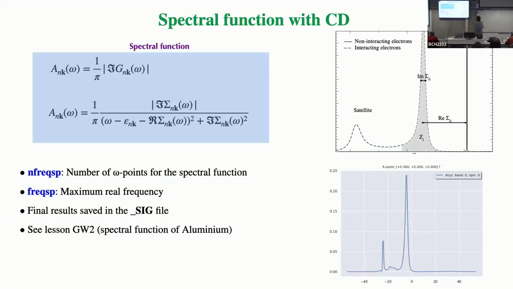I think this was a result for silicon dioxide, or the spectral function reference for aluminum. Okay, all the results are stored in a text file here, and then you can plot it with Matplotlib or any other tool. And as you can see here, we have the quasiparticle peak plus some satellites.